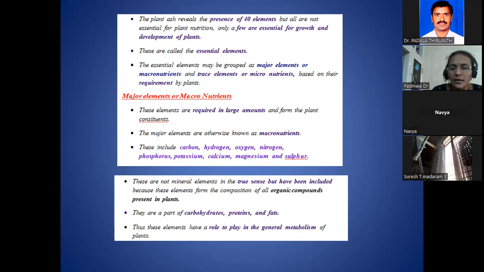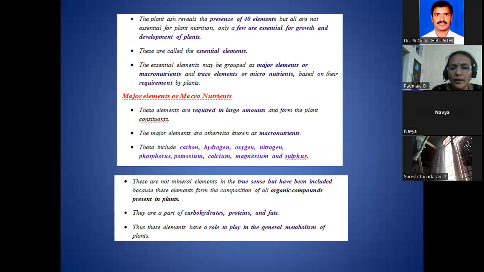Of these, only 17 elements are very essential. They are considered the essential elements for the growth and development of plants, in the vegetative and flowering stages. Essential elements may be grouped as major elements, also called macronutrients, which are again primary and secondary. Micronutrients are also called trace elements, because a little amount is required for plant growth and development. They are differentiated based on the requirement.